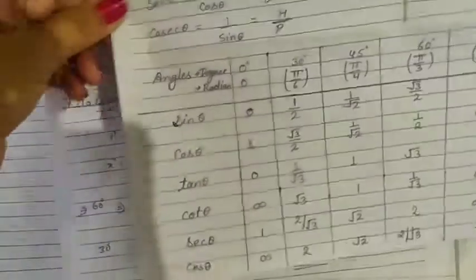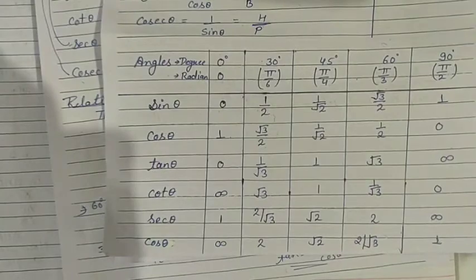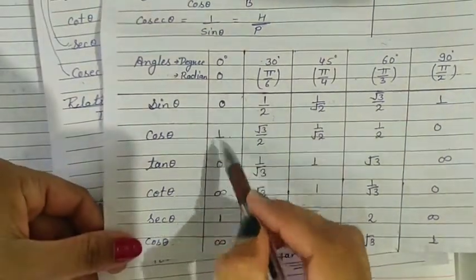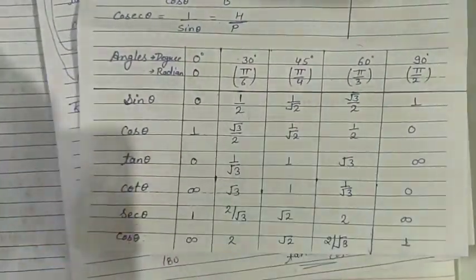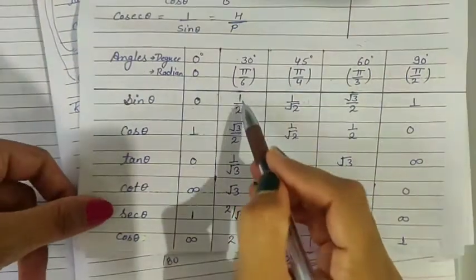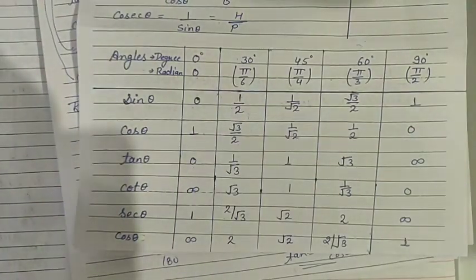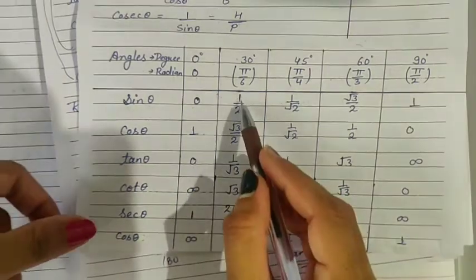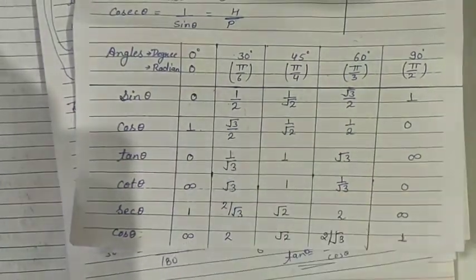Okay, now we will find values of tan. Tan 0 equals to sin 0 upon cos 0. It means 0 upon 1, that is equals to 0. Tan 30, sin 30 upon cos 30, and value of sin 30 is 1 by 2, and value of cos 30 is equals to square root of 3 by 2. When I divide 1 by 2 by square root of 3 by 2, then I get 1 upon square root of 3.